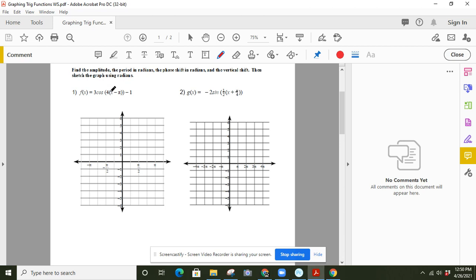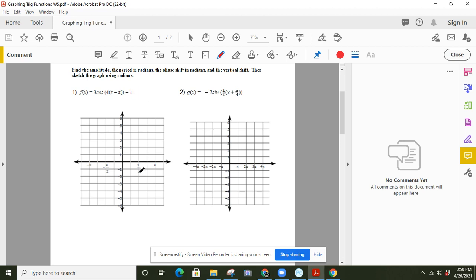Okay, the period, so that's 2 pi divided by b, so 2 pi divided by 4, so the period here will be pi halves. Okay, and then the phase shift, which is the horizontal shift, right? So this is to the right pi units. Okay, and the vertical shift here is -1, down 1 unit.